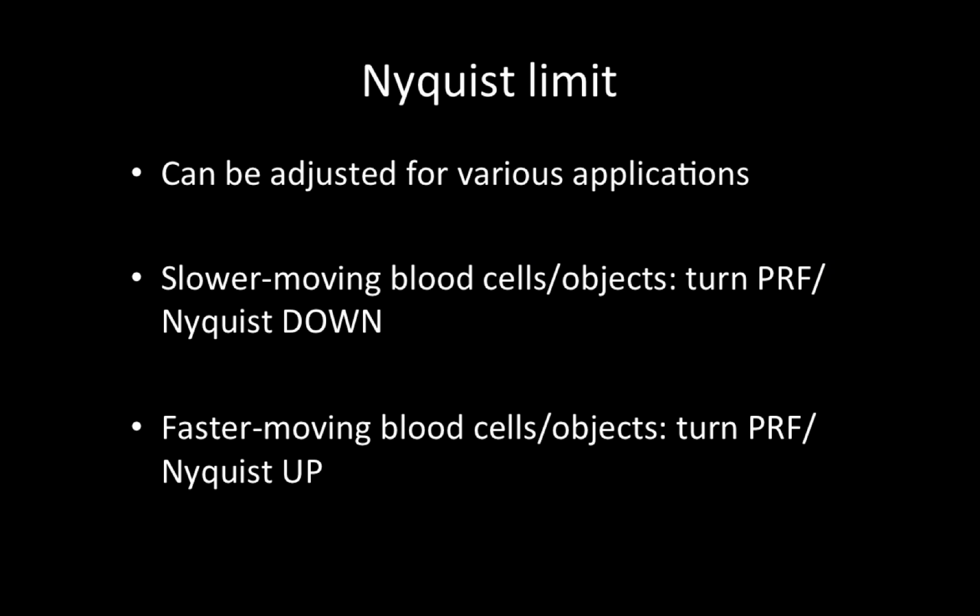A few other quick words about the Nyquist limit. So we can adjust the pulse repetition frequency and therefore the Nyquist limit to suit specific applications. If our target object or blood flow is slow moving, we can turn down the PRF to allow for longer listening time to catch these low flow signals. And conversely, for fast moving blood flow, we'll often maximize our PRF so that we can try to make use of PW's spatial resolution, but still resolve these higher frequencies.